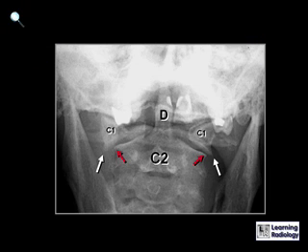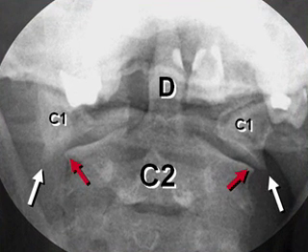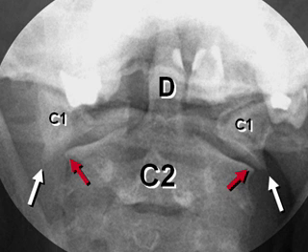This is an example of a Jefferson fracture seen on an open mouth view. You can see that the lateral masses of C1, indicated here by the 2 white arrows, clearly lie lateral to the edges of the lateral masses of C2, indicated here by the red arrows. When you see this on a frontal radiograph in a patient with trauma, this indicates a Jefferson fracture, a burst fracture of C1.